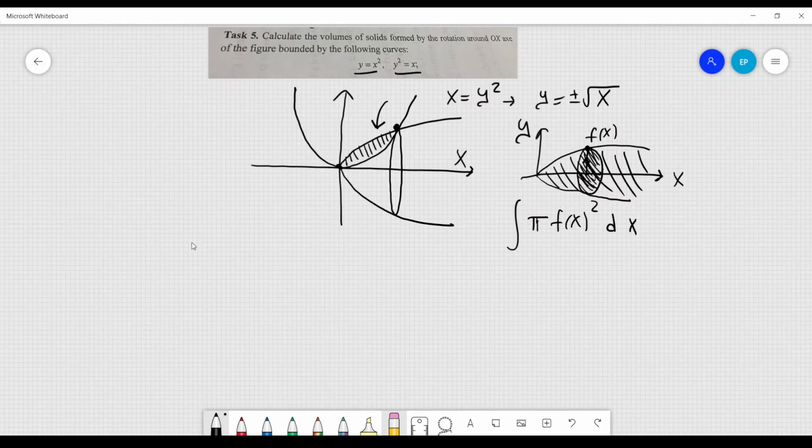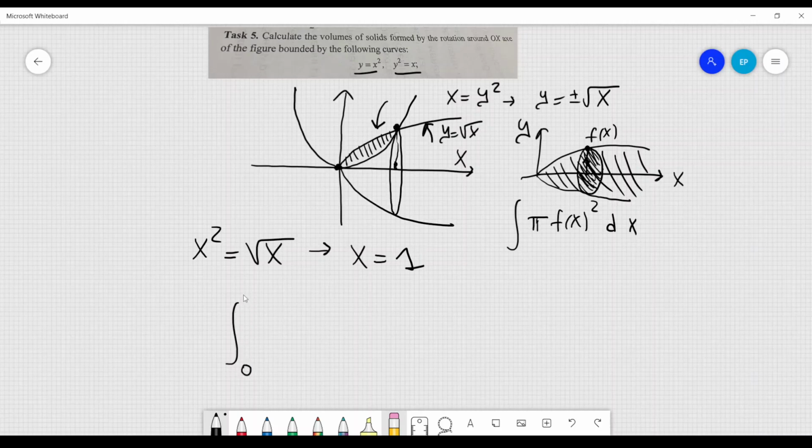So we have to set x squared equal to the square root of x, because this upper part of the curve is y equal to the square root of x. So this is true when x is equal to either 0 or 1. This is the point x equal to 0. The other point is x equal to 1. So we have to integrate from 0 to 1.